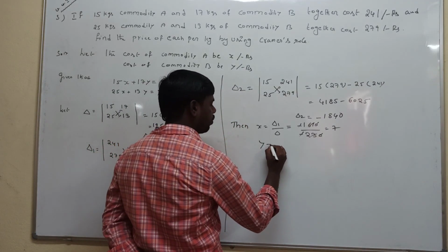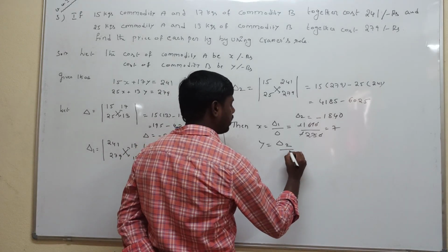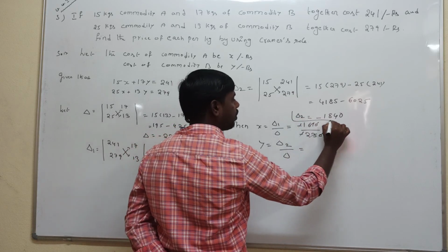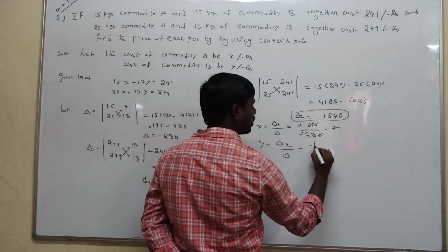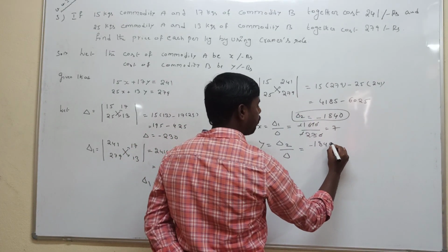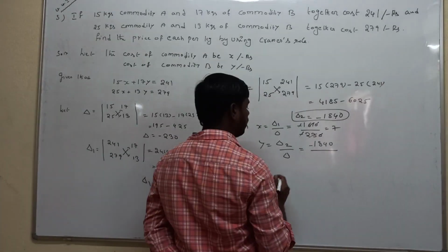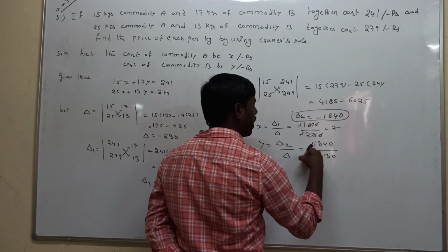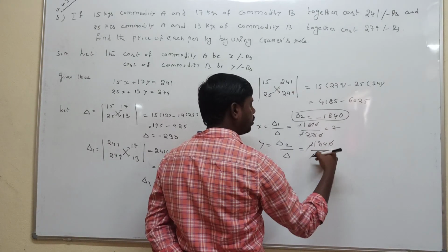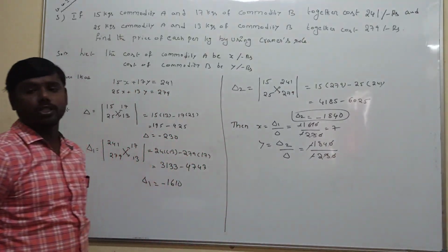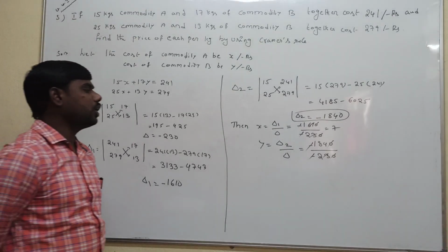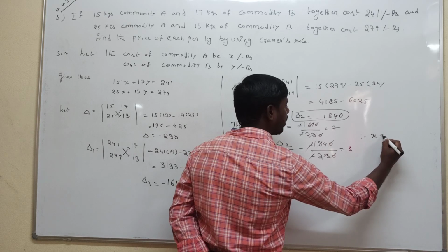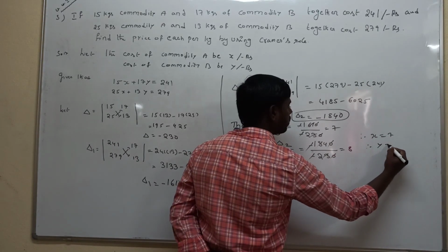Next, y is equal to delta 2 by delta. What is the delta 2 condition? What is the value of delta 2? Minus 1080 into 100 40 divided by the delta value is minus 2300. Minus minus gets cancelled, 0 0 get cancelled, 23 ones are 23, 23 eights are 184. So now the x value is 7 and the y value is 8.